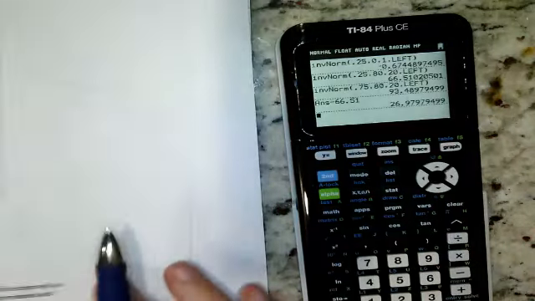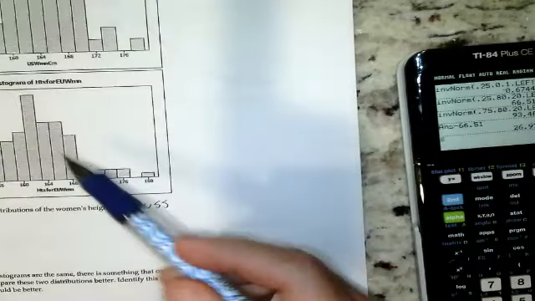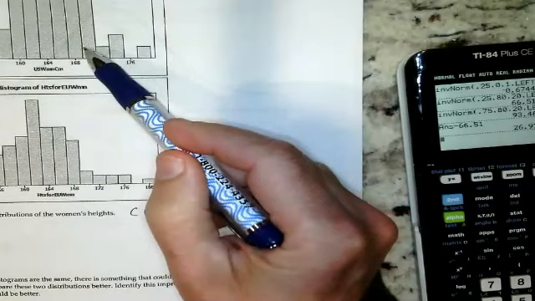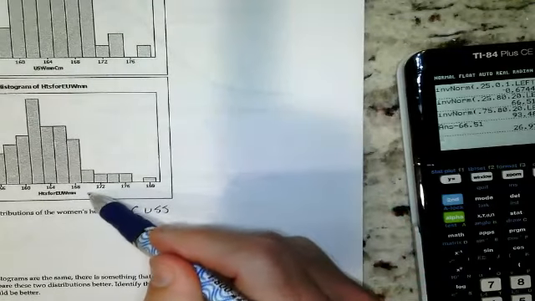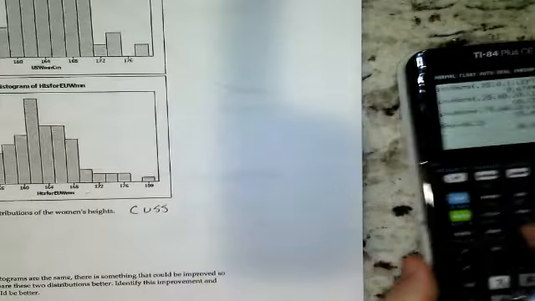All right, let's look at the back page now. All right, where to compare the two distributions of the women's height. This is the US women. This is the European women. They're both in centimeters.